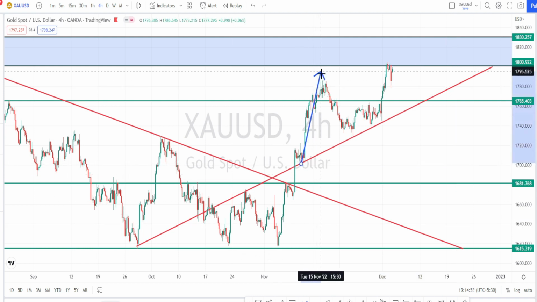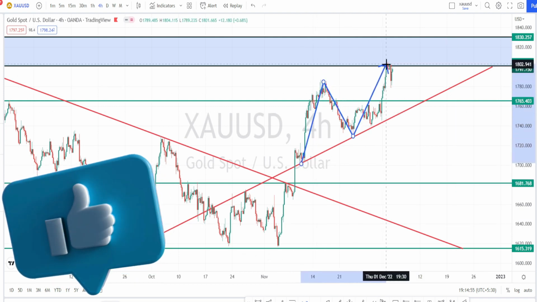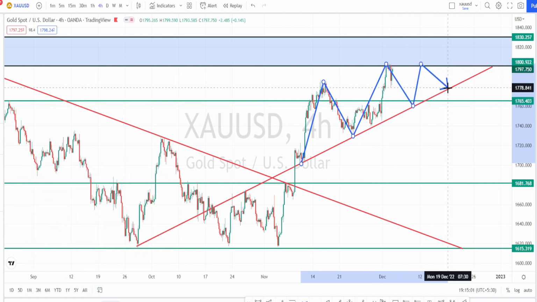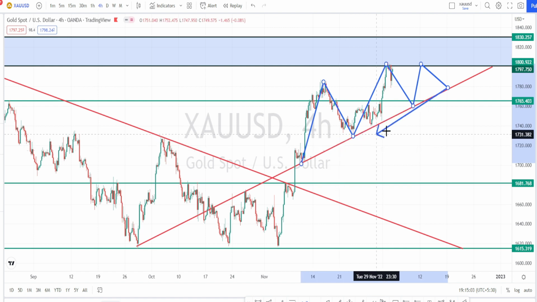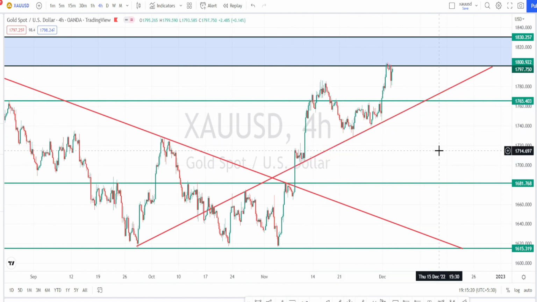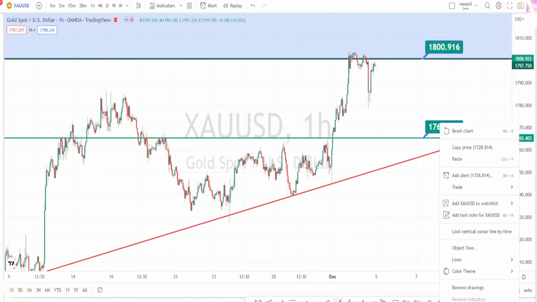And the current trend of the price action in 4 hours time frame is under a consolidation, or it is in a bullish trend for now, as long as it is trading above this support line from the 4 hours time frame. Let us look at the price action in hourly time frame. I am in hourly time frame.